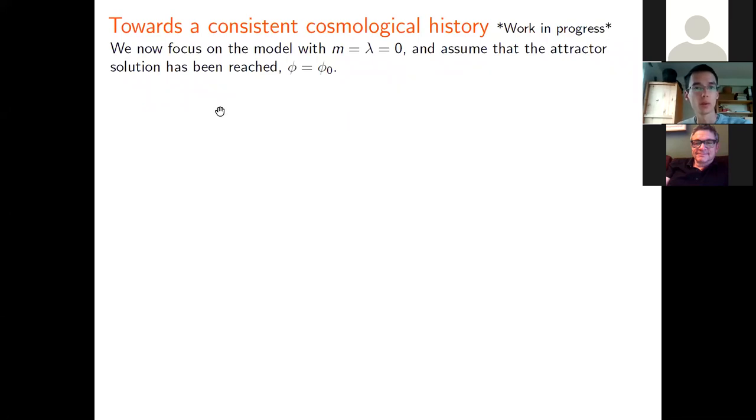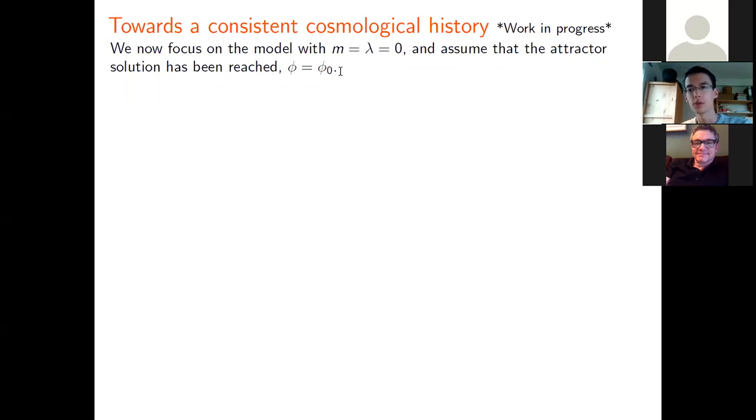So what I'm going to assume is that the attractor mechanism operates very early in the universe. The time scale that it needs to reach the attractor can be computed. It's less than 10 to the minus 15 seconds. So the approach is exponential to this attractor solution. So it's consistent to assume that this happens very early in the universe.